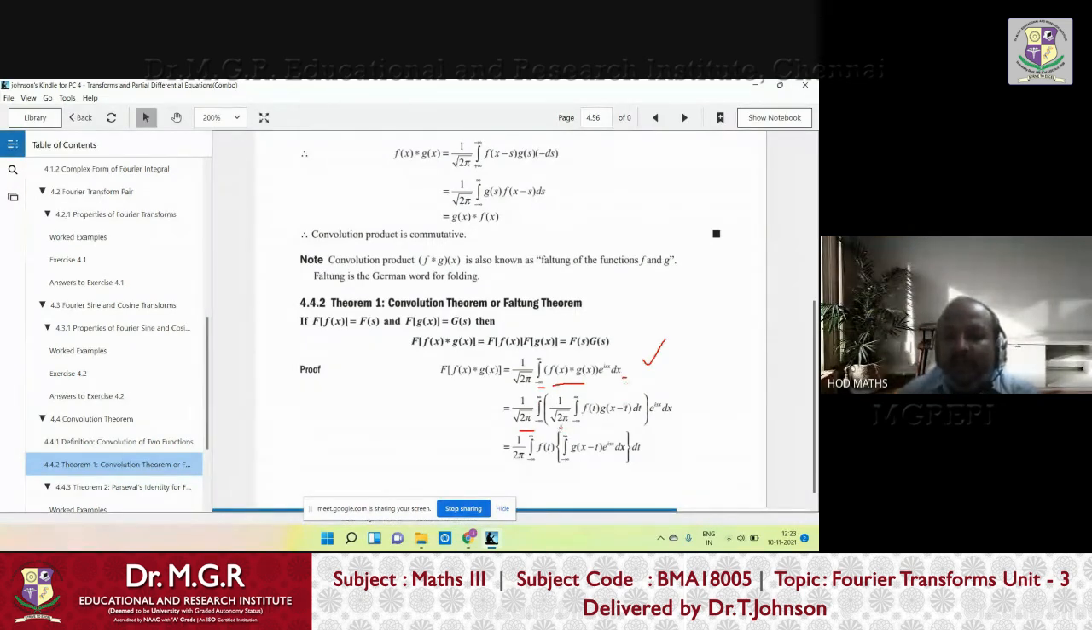But now again we use the inner integral for the definition of convolution, that is f of t g of x minus t dt, or f of u g of x minus u du. So there are two integrals now. One is with respect to x, on the outside, another with respect to t, on the inside. Now you have to do one nice thing: interchange the order of integration, that is, take dt outside and dx inside. For that you have to change the functions accordingly.